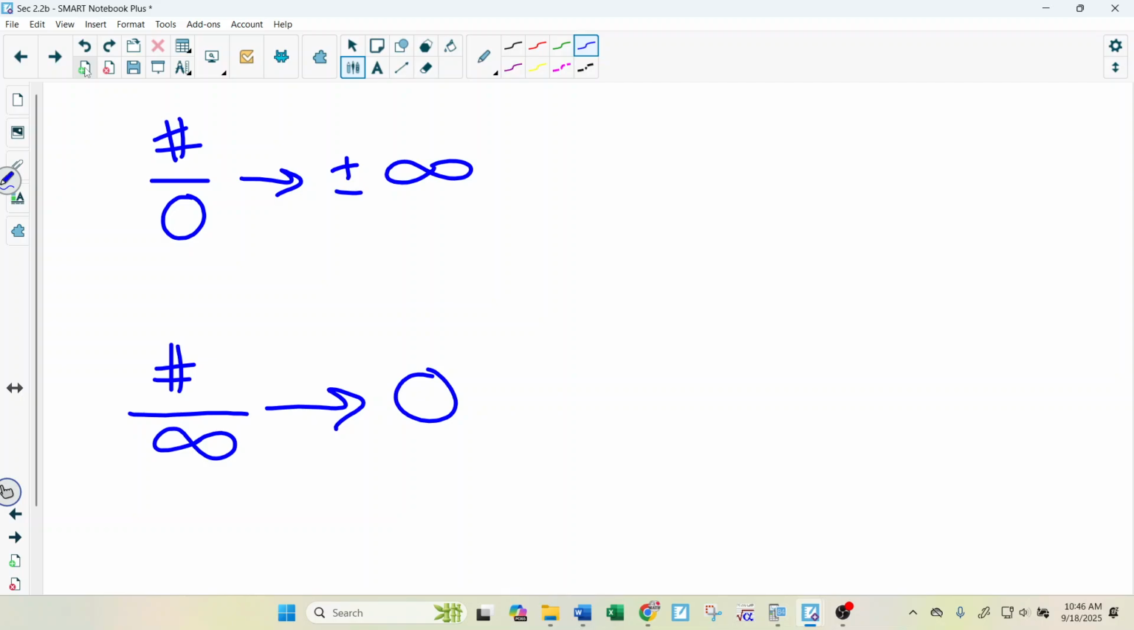So if you have a number over 0, it's going to plus or minus infinity. Which one is it? It depends on if the number and the 0 are positive or negative. If they're both positive, it's going to positive infinity. If one is positive and one negative, it's going to negative infinity. If they're both negative, it's going to positive infinity. When you get a number over infinity, that's going to 0. And it doesn't really matter what the signs are, because it's going to 0 either way. Okay? All right.